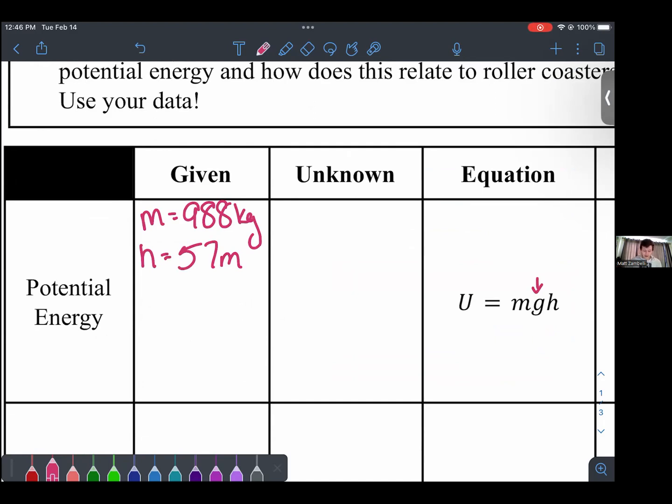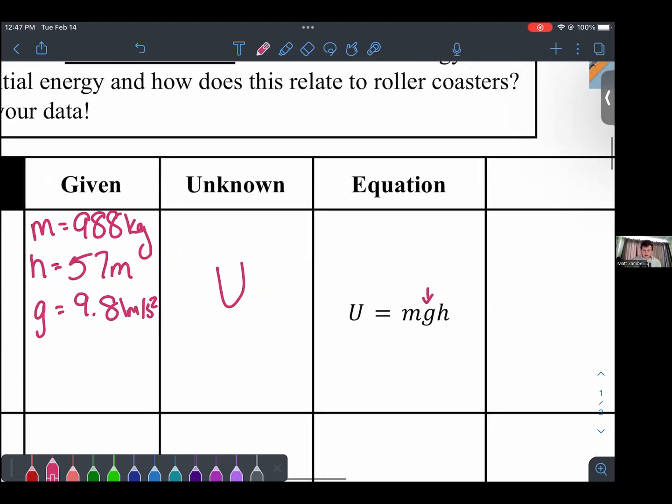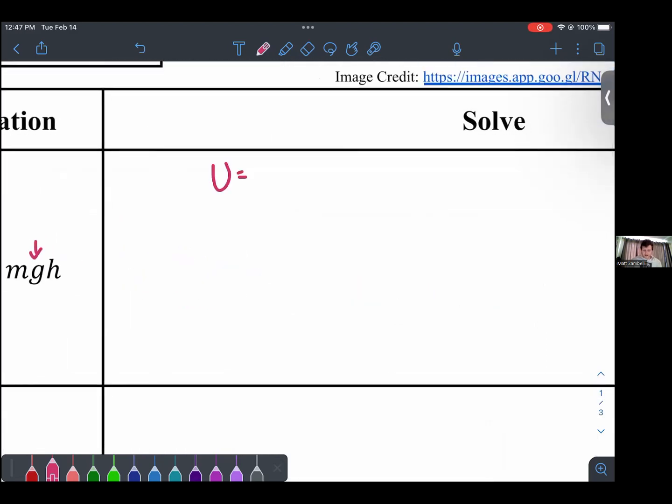And so that G value is going to be 9.81 meters per second squared. Okay, it's the acceleration due to gravity. It does not change unless you change planets. So we have those things, and then we have our unknown, and our unknown is just our potential energy, our U. So if we know those things, we can plug those into our equation, which you guys did a pretty great job of doing. So 988 times the G, which is 9.81, then times 57 for the height.